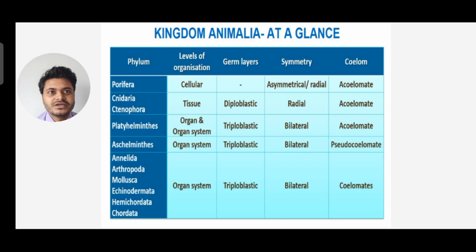In Porifera, there is cellular level organization, asymmetric or radial symmetry, and acoelomate. Next, Cnidaria and Ctenophora have tissue level organization, diploblastic, radial symmetry and acoelomate. In Platyhelminthes, you can see organ and organ system level, triploblastic germinal layer, bilateral symmetry and acoelomate. In Aschelminthes, organ system level, triploblastic, bilateral and pseudocoelomate. And from Annelida to Chordata, you have organ system, triploblastic, bilateral symmetry and coelomate.